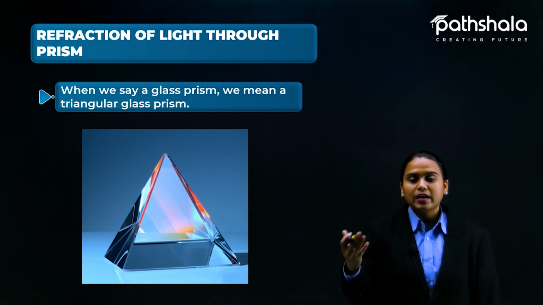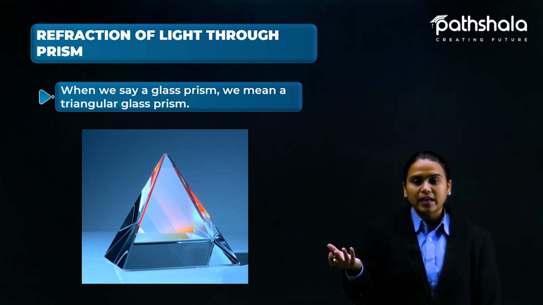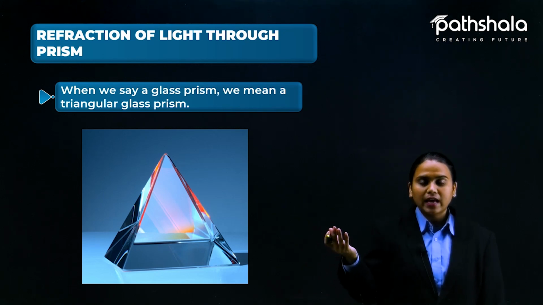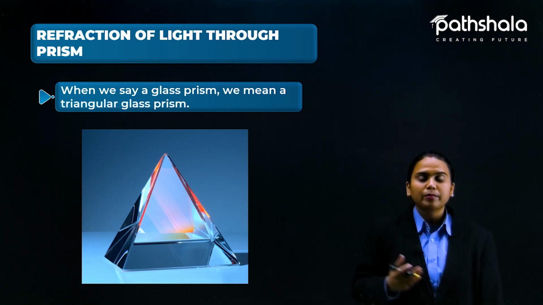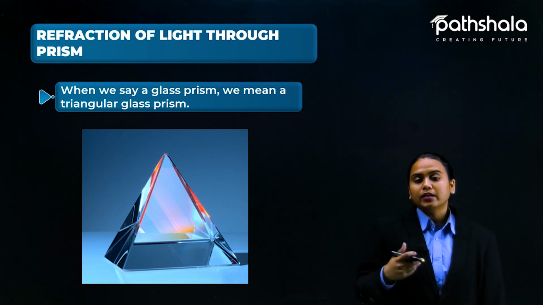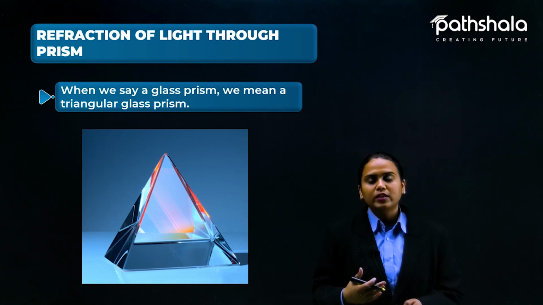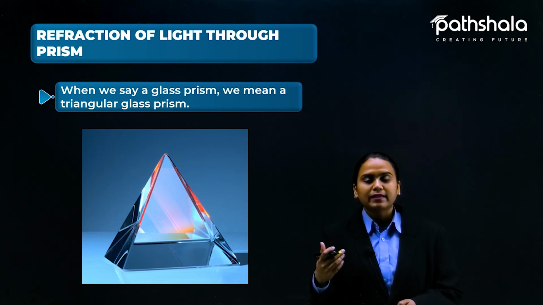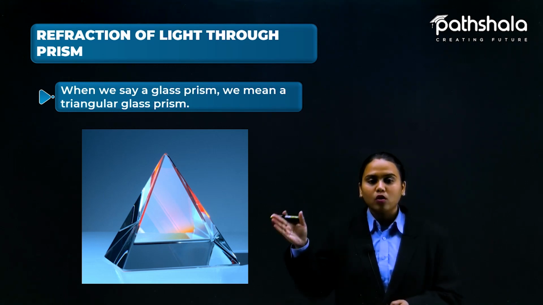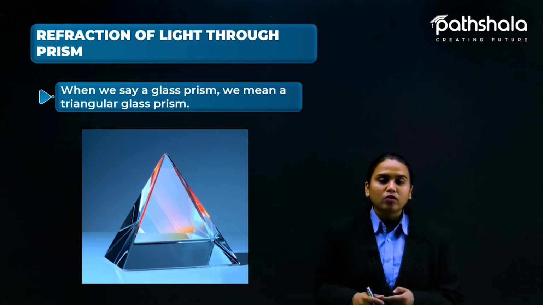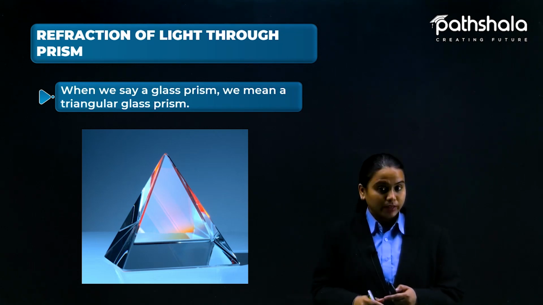We have two kinds of prism: one with a square base, one with a triangular base, and one with a rectangular base also. So the base is going to change, but we need to work with the side walls. The side walls are of triangular shape, and this is known as a glass prism.